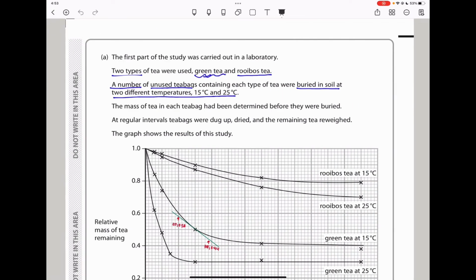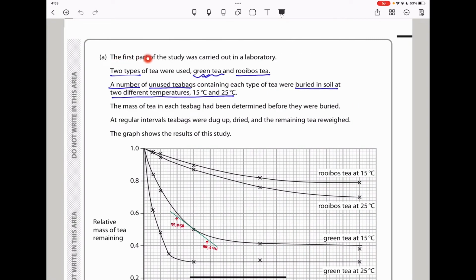Let's continue. The first part of the study was carried out in the laboratory. Two types of tea were used: green tea and rooibos tea. A number of unused tea bags containing each type of tea were buried in soil at 2 different temperatures, 15 degrees and 25 degrees. The mass of tea in each tea bag had been determined before they were buried. At regular intervals, tea bags were dug up, dried, and the remaining tea reweighed.